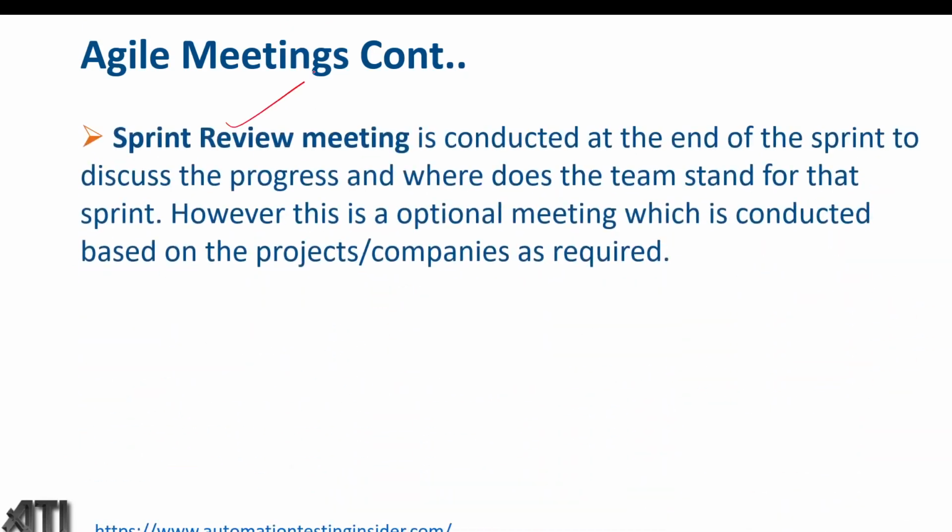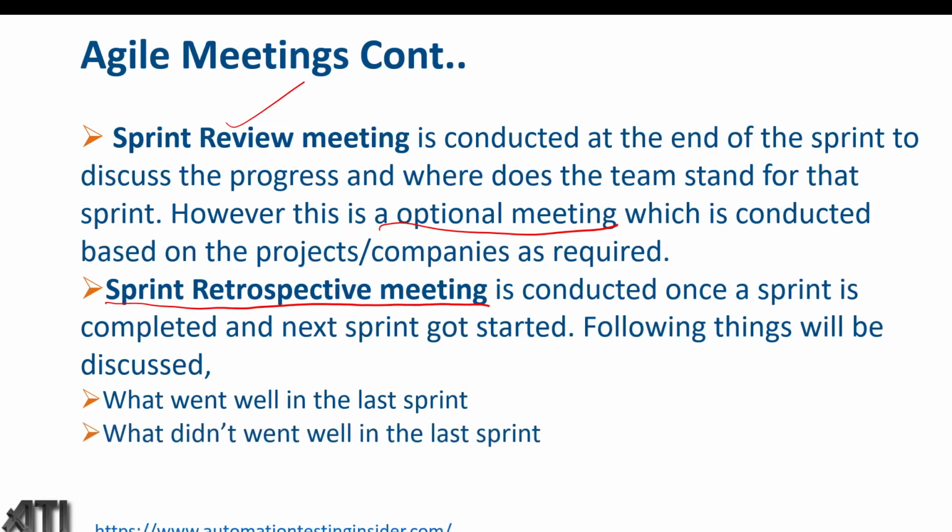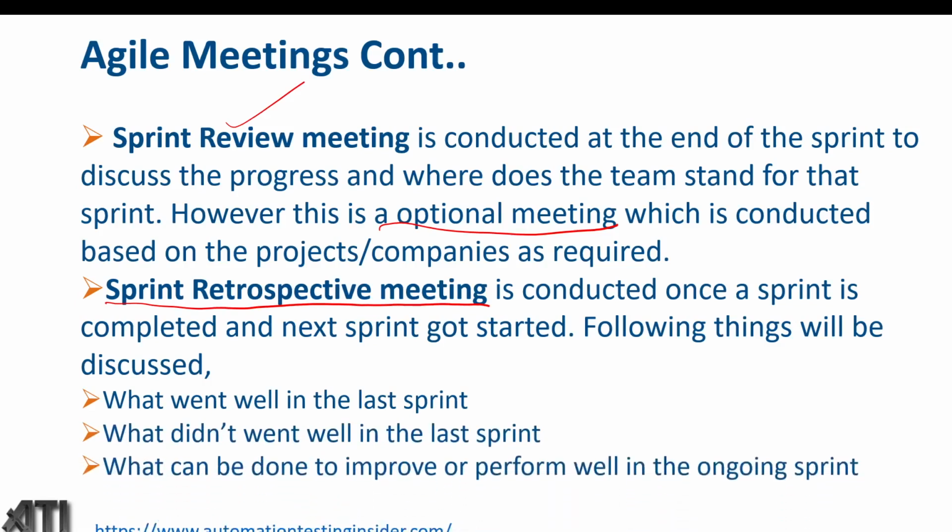And we have a sprint review meeting, conducted at the end of the sprint to discuss the progress and where the team stands for the sprint. However, this is an optional meeting, as I have discussed earlier, which is conducted based on the project or company as required. Sprint retrospective meeting. This is an important meeting, conducted once the sprint is completed and the next sprint has started. The following things will be discussed: what went well in the last sprint, what didn't go well in the last sprint, and what can be done to improve or perform well in the ongoing sprint. So these are the points which we discuss in the retrospective meeting.